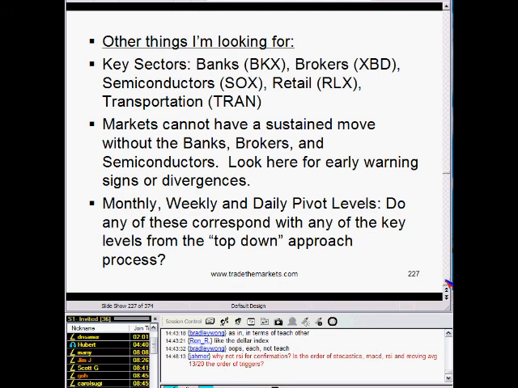And then also just looking at the monthly, weekly, and daily pivot levels and seeing if those correspond with any of those key numbers from our top-down approach.